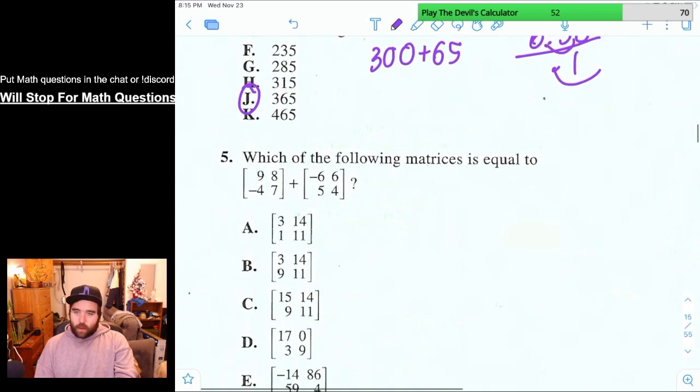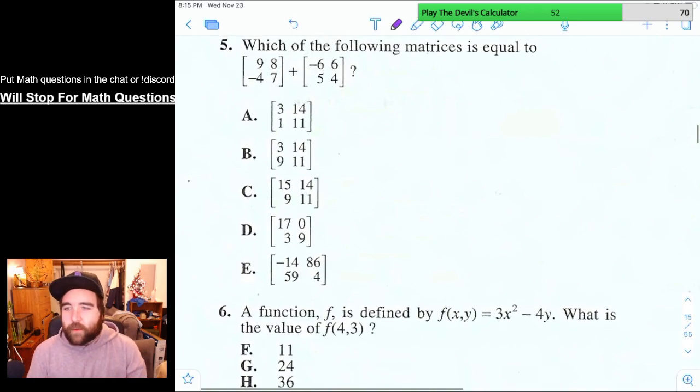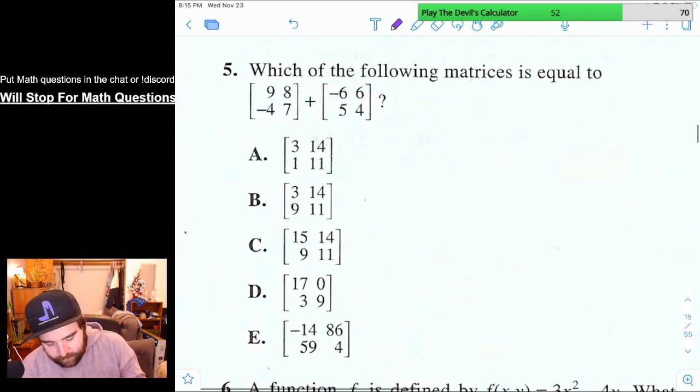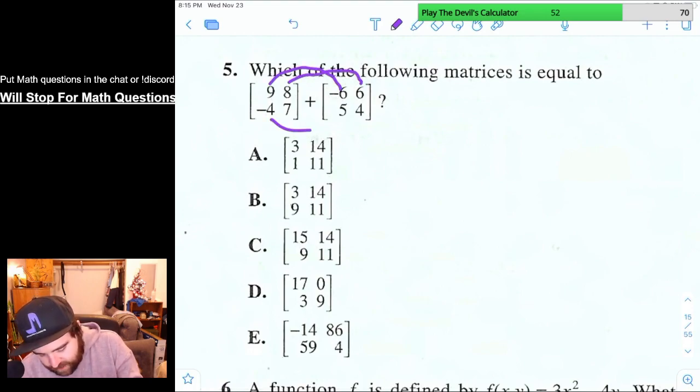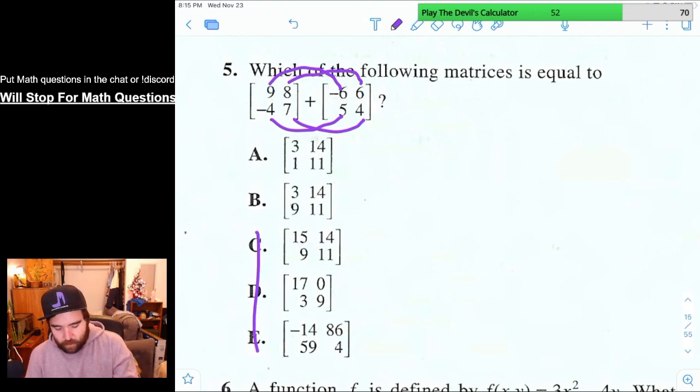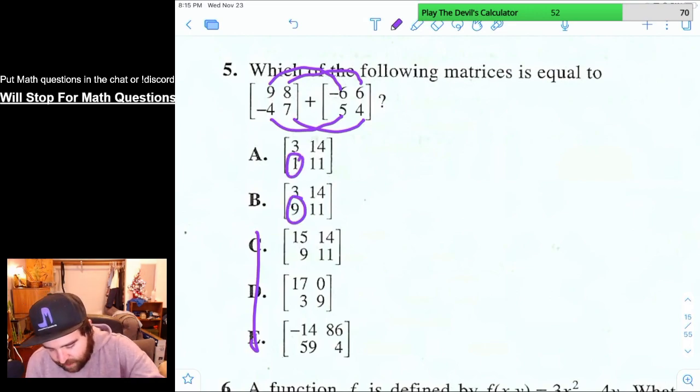Cool. All right, 5. So matrices. A lot of people who might be taking the ACT are unfamiliar with matrices. But this is an easy thing to do with matrices. When you're adding matrices, you just add all the corresponding components. So 9 added to negative 6 is a positive 3. So that spot's got to be a positive 3. So you cross out all of those. And then look at what's different. This is the only one that's different. So go to that next.